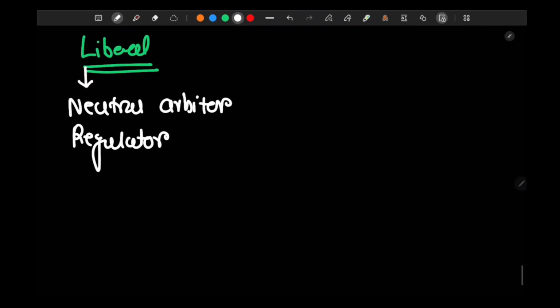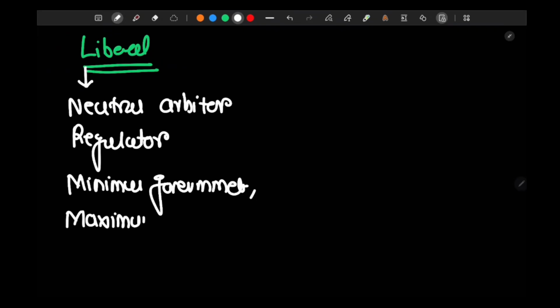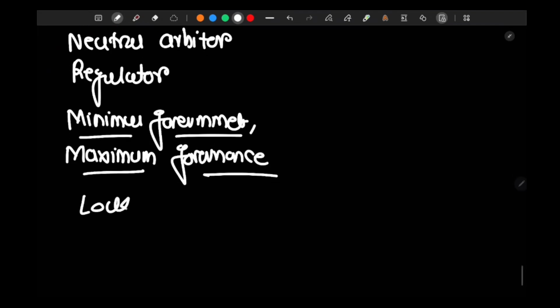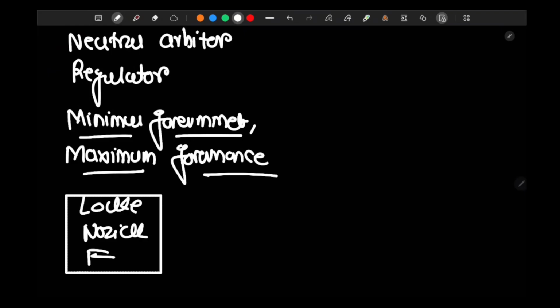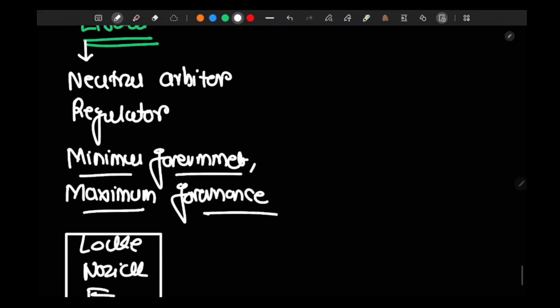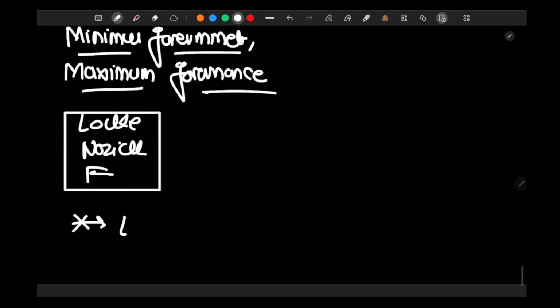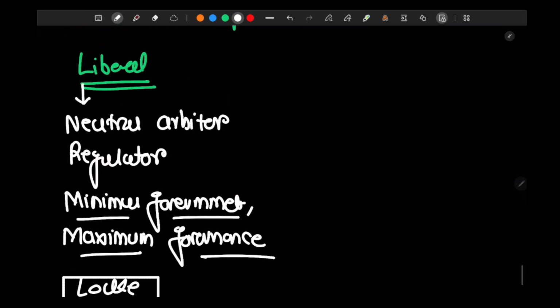For liberals, market is their god, and for liberals, minimum government, maximum governance is the way to go about it. Again, remember Locke, remember Nozick, remember Friedman, and all those people. Liberal, neoliberal, all more or less say the same thing: that state should be limited to only regulatory functions. State should perform only three functions, which is legislation, execution, and adjudication. This is liberal view of state.